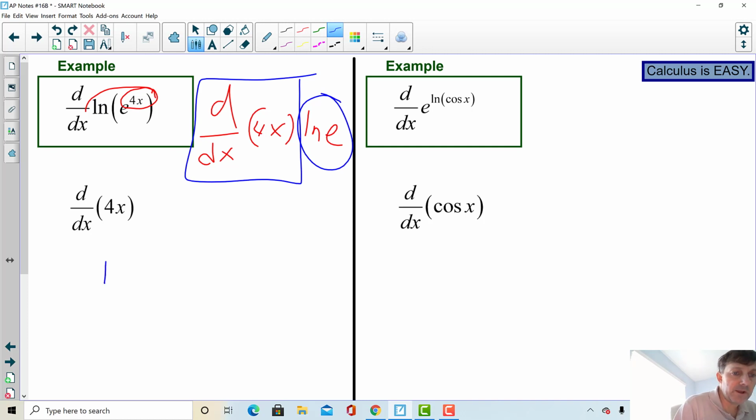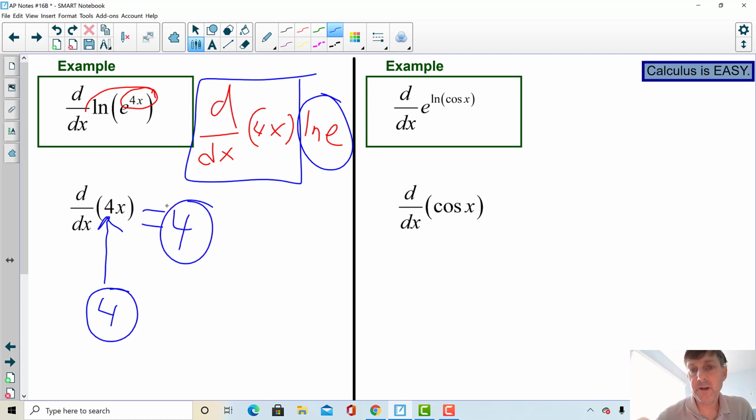So really, you're just doing the derivative of 4x. You could think of this as a line. Remember, the slope of the line is just the number in front of the x, so in this case, 4. So this derivative is just going to be 4.